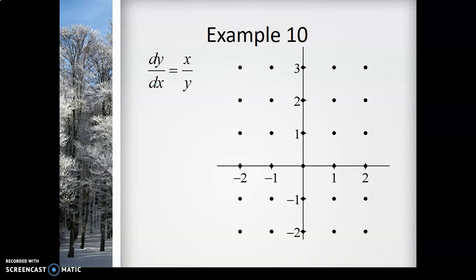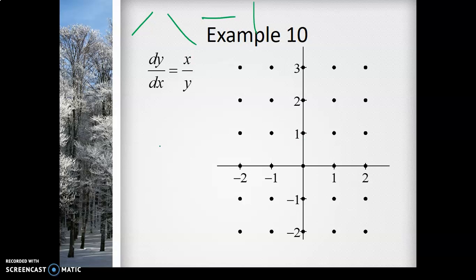So for example, dy/dx equals x divided by y. At every point, I'm going to take x and y and plug them in here, and then figure out whether I should have positive slope or negative slope or zero slope or undefined slope, and then graph it accordingly.